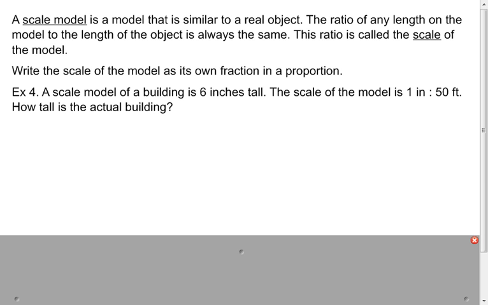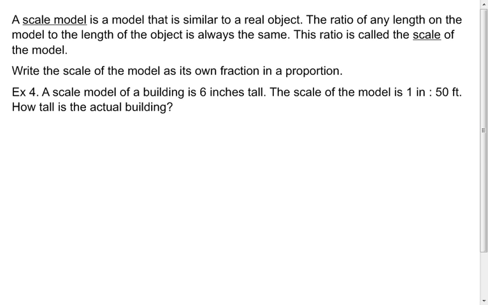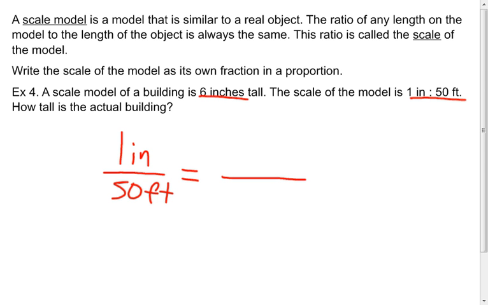Here's your example. A scale model of a building is 6 inches tall. The scale of the model is 1 inch to 50 feet. So we write that as a fraction. 1 inch, 50 feet. Write it as a fraction. The other piece of information it gave us was 6 inches. Where do you think 6 inches is going to go? Well, it's on the top on the left fraction, so it has to be on the top on the right fraction.